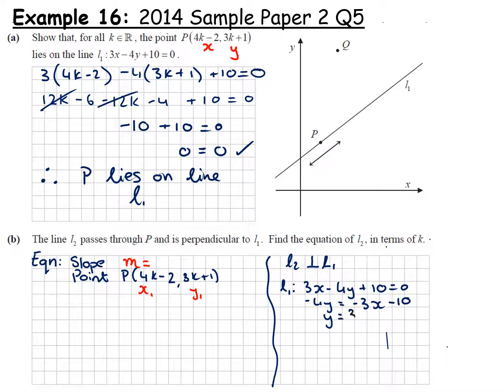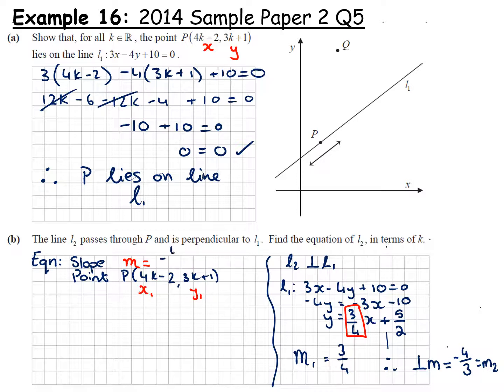So y is equal to 3 over 4x plus 10 over 4, 5 over 2. So that gives us here our slope. So m1, the slope of line 1, is 3 over 4. Therefore, the perpendicular slope is going to be minus 4 over 3. So it's opposite reciprocals, which means we change the sign and we flip the fraction. So that is the slope of line 2.